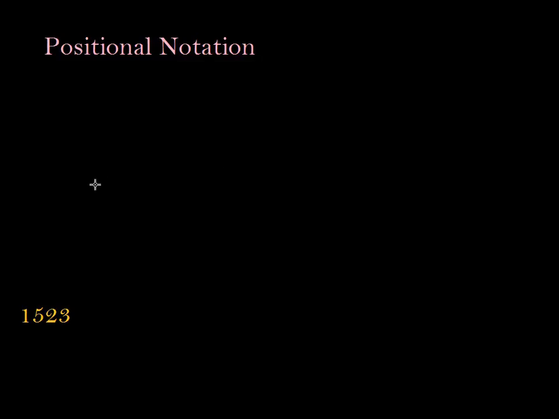Okay, so let's talk about positional notation. In our ordinary system of writing numbers, the value of any digit depends on its position in the number. However, the value of a digit in any position is 10 times the value of the same digit one position to the right, or 1/10 the value of the same digit one position to the left.